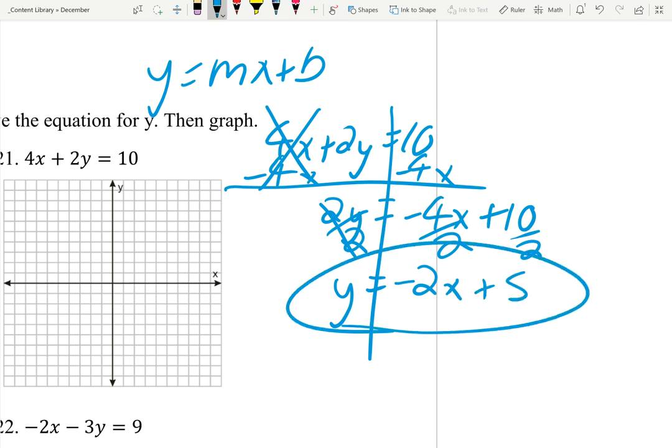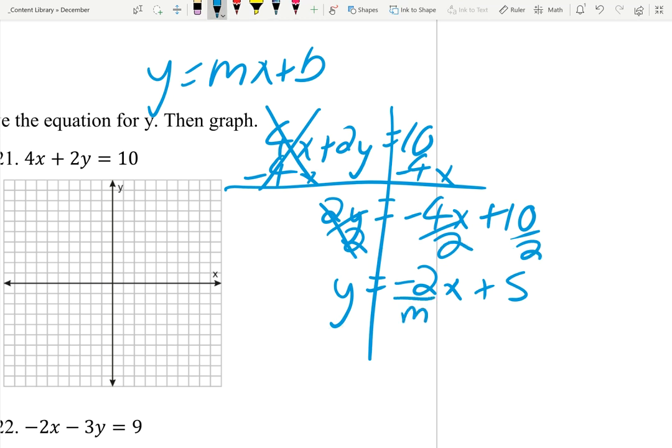So I just have to graph this line. So this is my m. My m is negative 2. That means my slope is negative 2, which is negative 2 over 1. And my b is 5, meaning my y-intercept is 5.